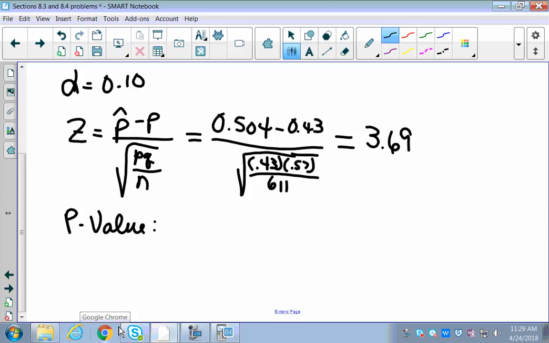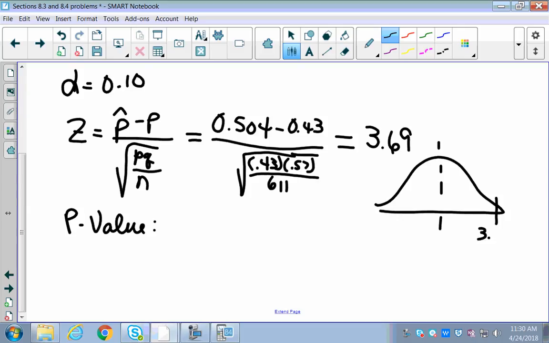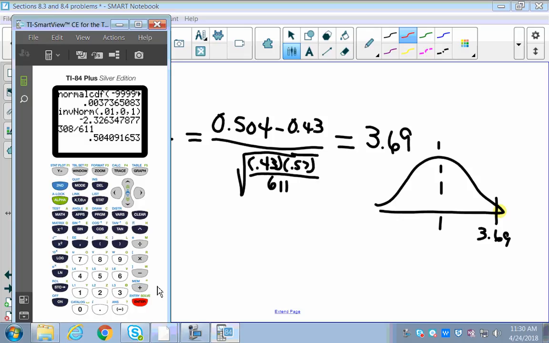3.69. Think about that. If I have my curve, my Z is 3.69. That means this little teeny speck out here, right? And how am I going to find that little teeny speck out there? That's the area under the curve, right?